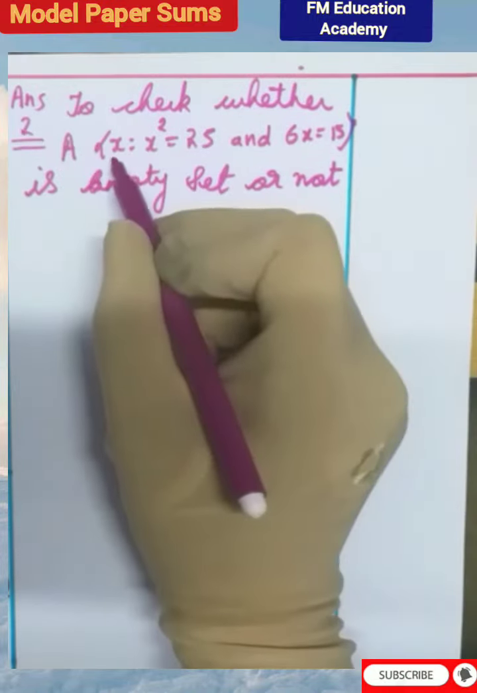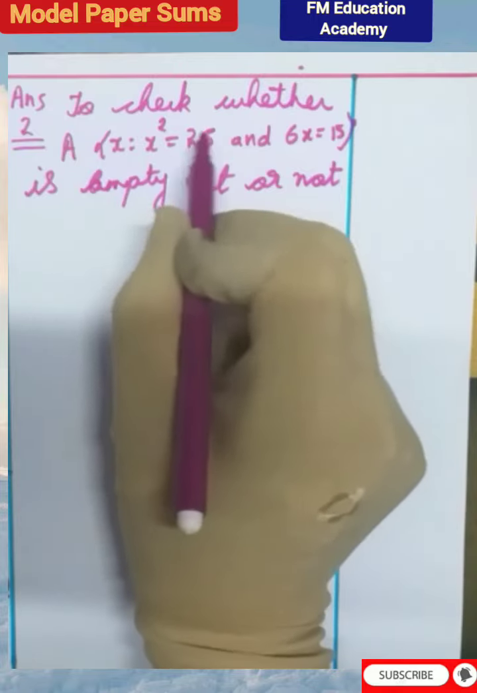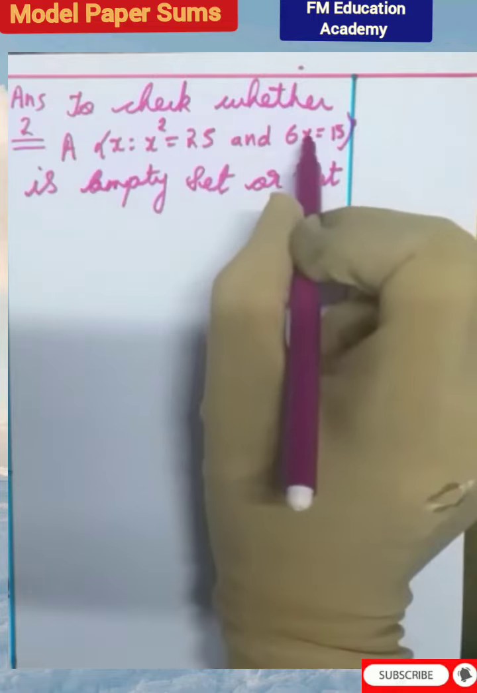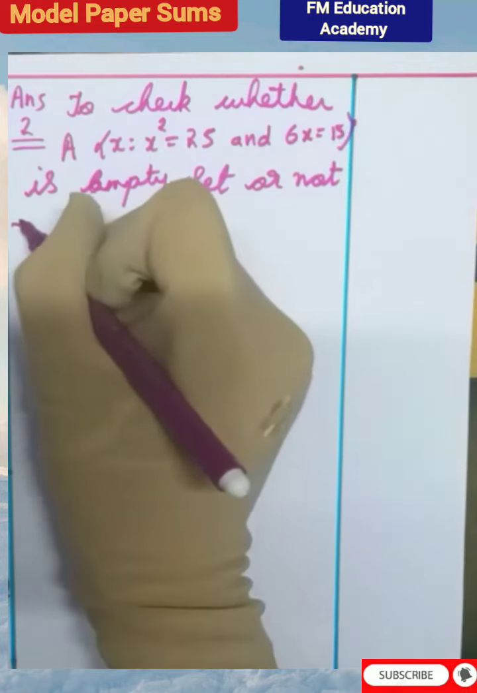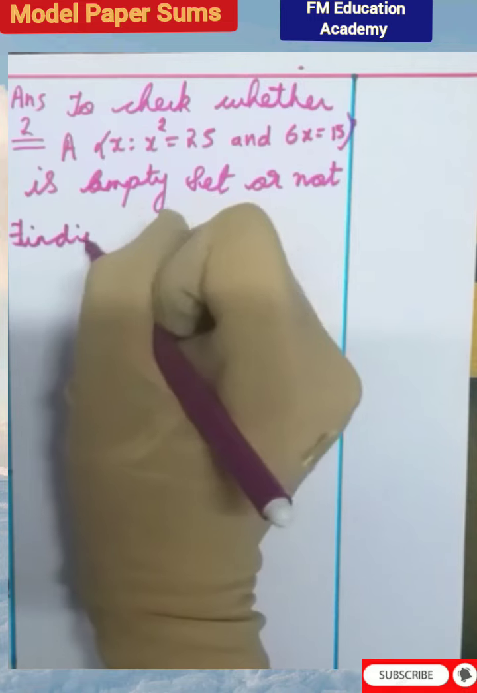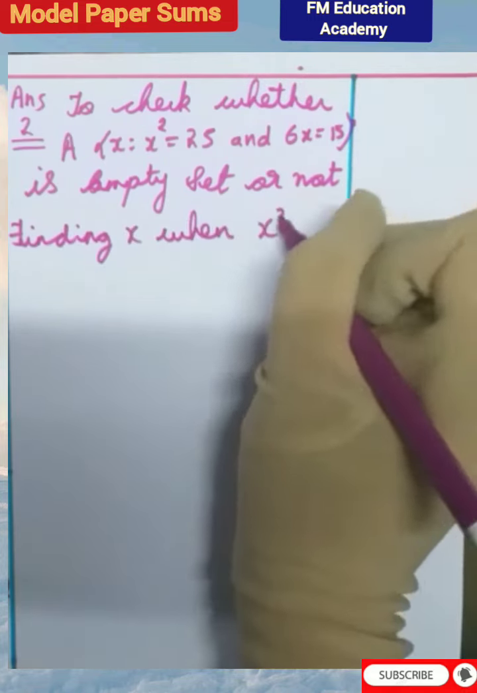In this we have, as I said, two conditions. One is we have to find out what is the value of x when x square is equals to 25, and we have to find out what is the value of x when 6x is equals to 15. So finding x when x square is equals to 25.